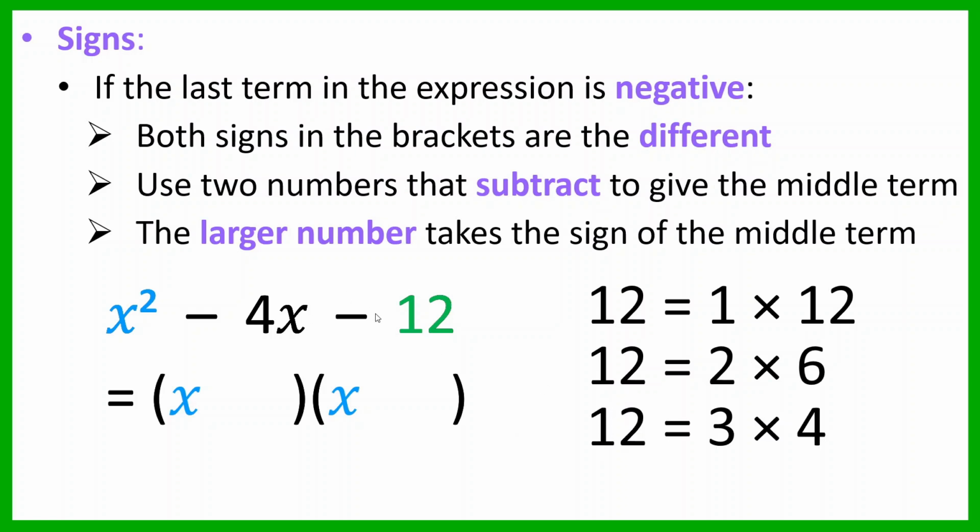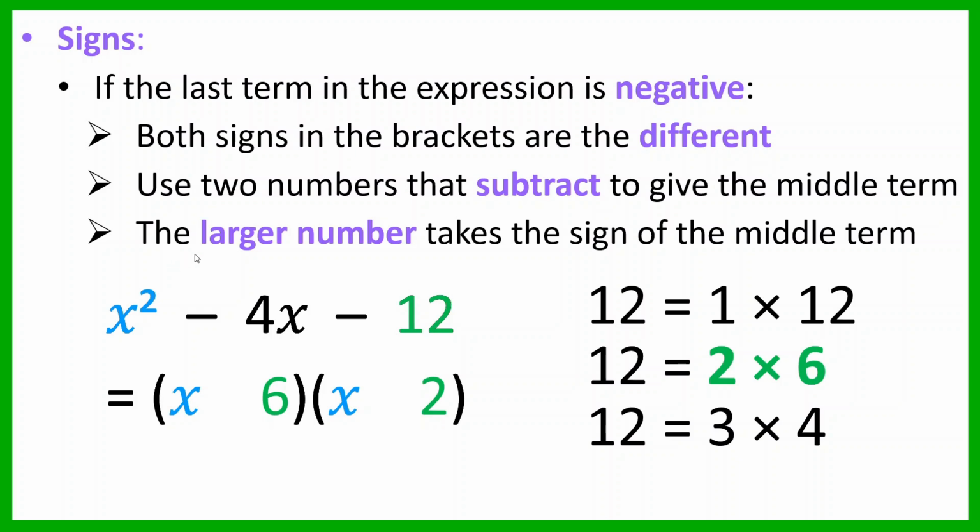But now, because this is a minus, I need to find the factor pair that will subtract to give me this number over here. So 1 and 12, if I subtract those, I'll get 11. That's not what I need. 2 and 6, if I subtract those, I will get 4. 6 minus 2 is 4. So I'm using 6 and 2 over here. So I have 6 in the one bracket and 2 in the other bracket.